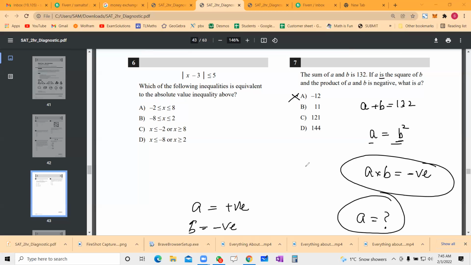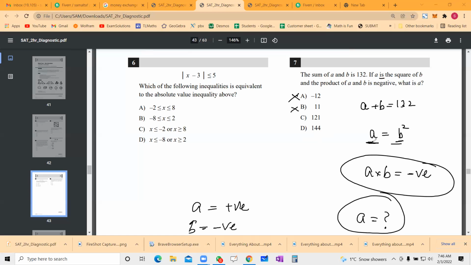So we don't even need to check it. Let us check for A as 11. Could we do 132 minus 11? Yeah, correct. So 132 minus 11 would be 121. So B would equal 121, and A will be 121 squared, right? That'll be a big number, and there's no option there. So it's not 11.